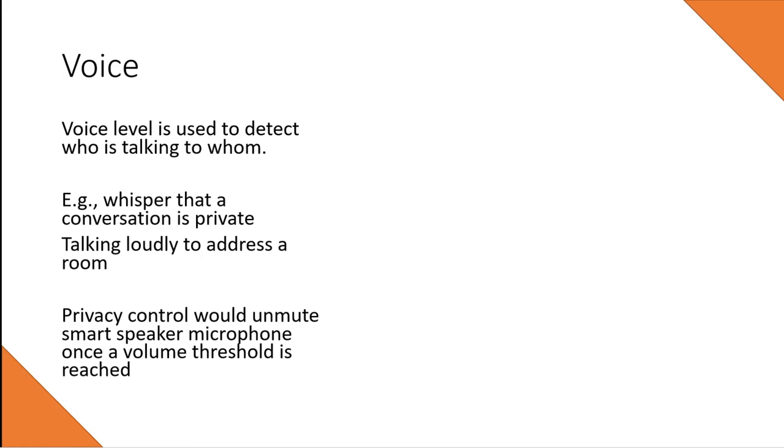A privacy control based on voice would look like having a decibel meter to detect how loudly a person is talking. And once a threshold is reached, the smart speaker's microphones become unmuted.